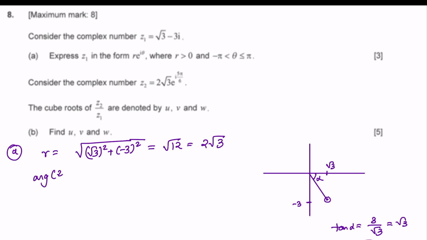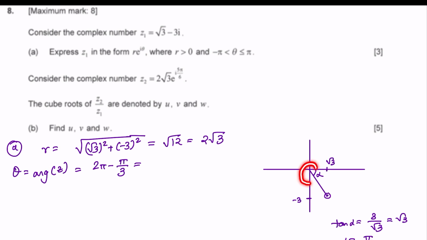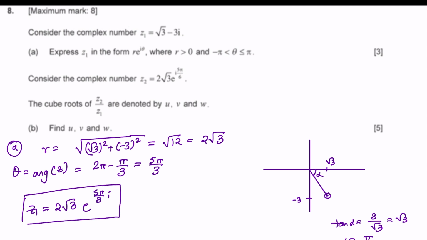Now arg z, which is theta, would be 2 pi minus alpha, 2 pi minus pi by 3, because the argument is the angle calculated from the positive x-axis in an anti-clockwise way, right? If you go anti-clockwise, you get this angle, which is 2 pi minus pi by 3, which gives me 5 pi by 3. So z1 would be 2 root 3 e to the power of 5 pi by 3 i. This is the answer for part A.